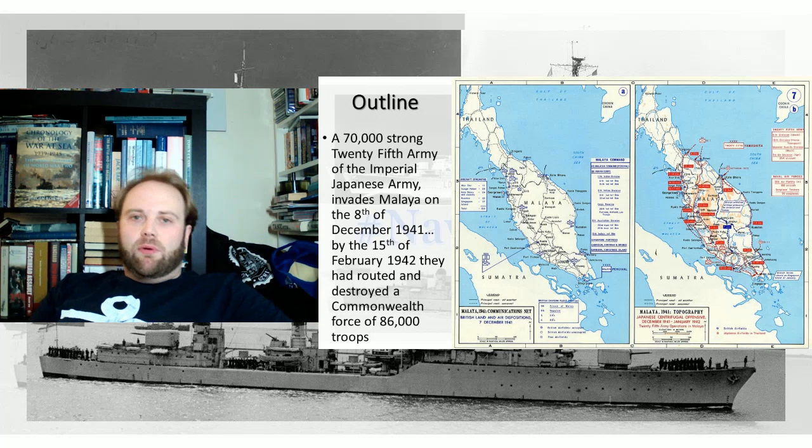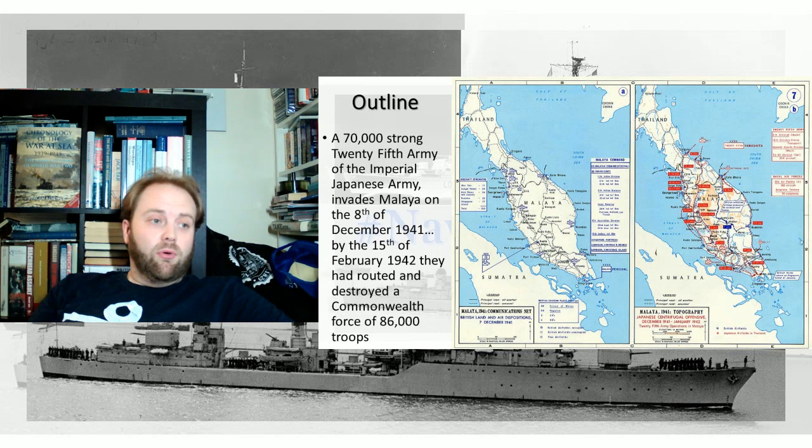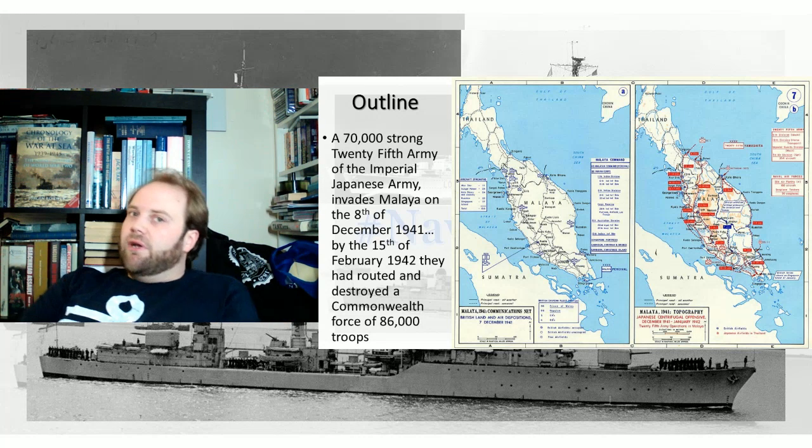So, the outline of what happens in the Malaya campaign. This is the broad strokes. The 70,000-strong 5th Army of the Imperial Japanese Army invades Malaya on the 8th of December, and by the 15th of February 1942, they have routed and destroyed, conquering Singapore, a force of 86,000 troops. Now, it's never that easy.